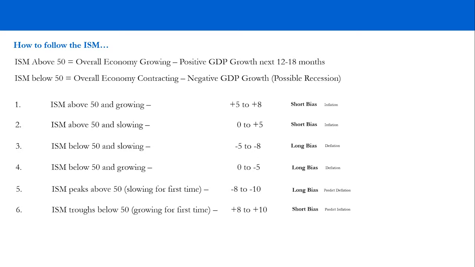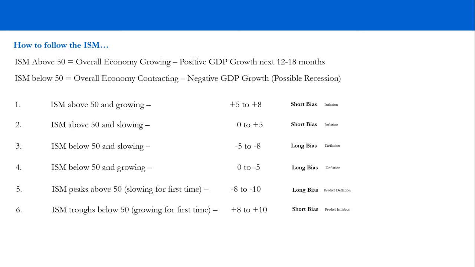So we're forecasting that there's going to be positive GDP growth in the next 12 to 18 months. If the ISM is below 50, it means the overall economy is set to contract, and that will give us negative real GDP growth and even possible recession. And a recession is defined as 2 negative quarters of real annualized GDP growth in a row.